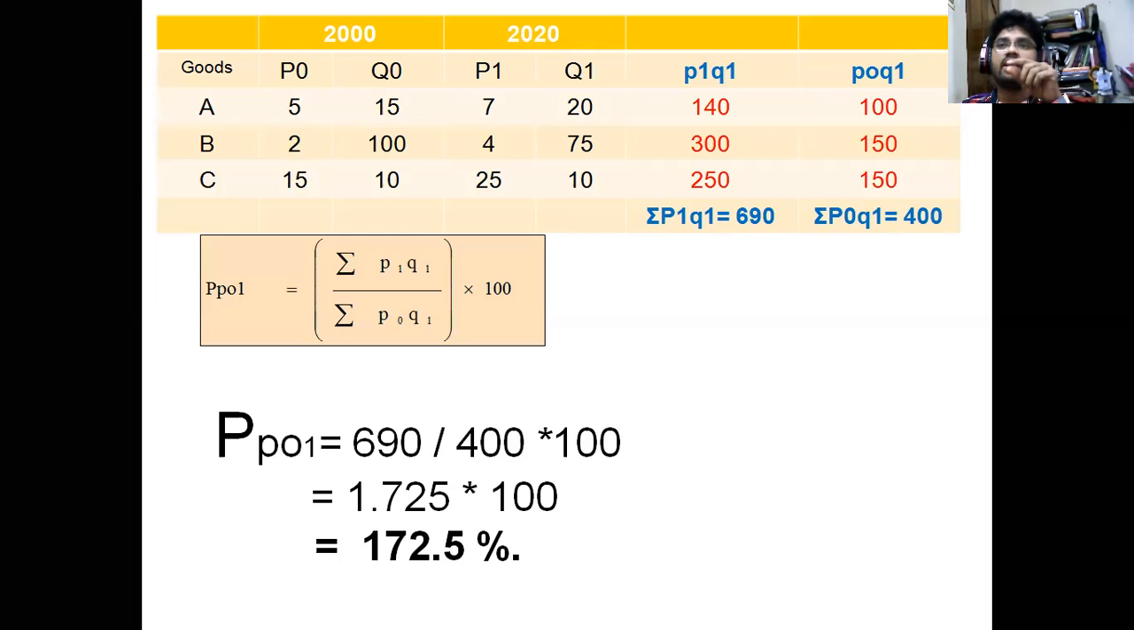For example, see, if the government considers these commodities A, B, C, they will take the 2014 and 2020 prices. For example, if they get 172.5%, the base year is 100. So the difference is how much? 72.5%. So the government will think that they need to increase salaries by 72.5%. Am I clear? Have you understood?